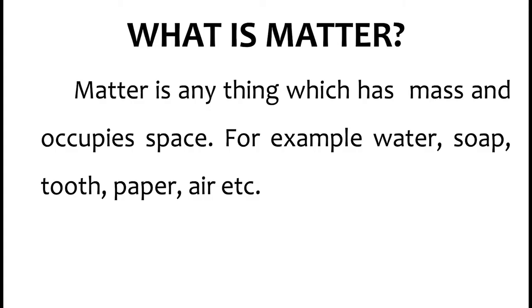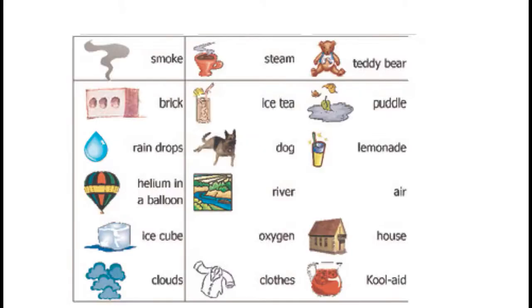What actually is matter? In chemistry, we say matter is anything which has mass and occupies space. Anything that has mass and occupies space is referred to as matter. It then means that matter can be water, it can be soap, it can be toothpaste, it can be pepper, it can be air, it can be so many other things. Look around you, you will see matter.